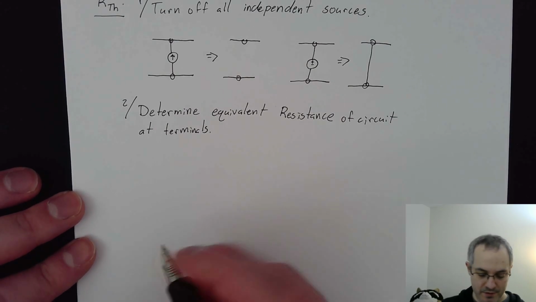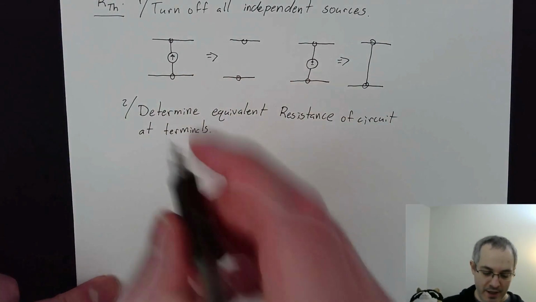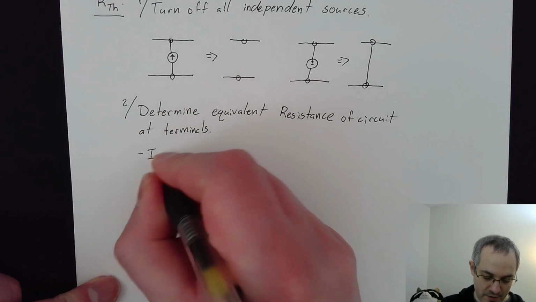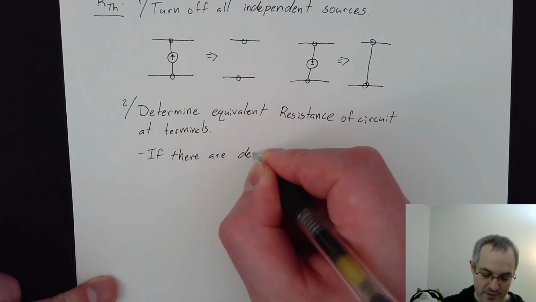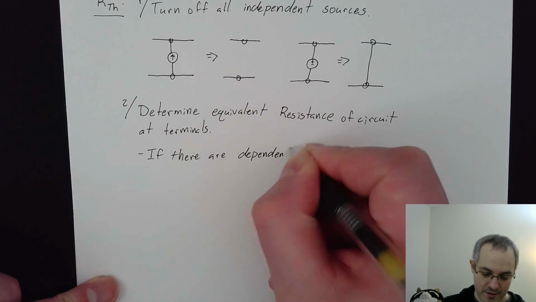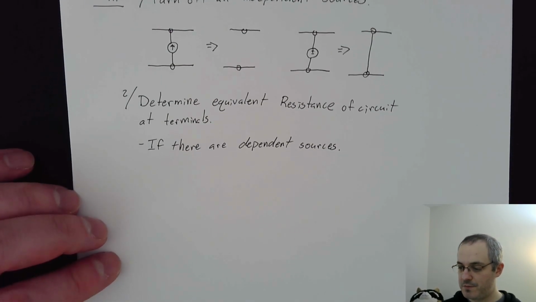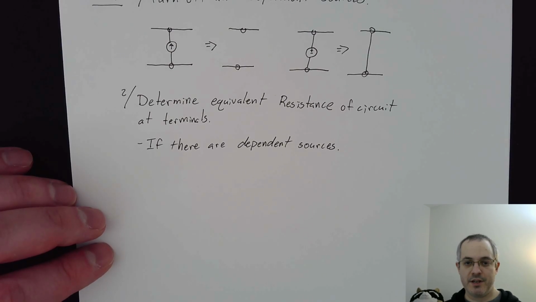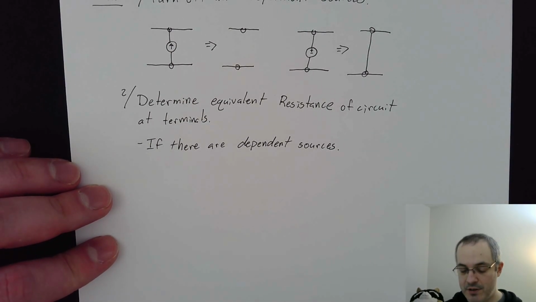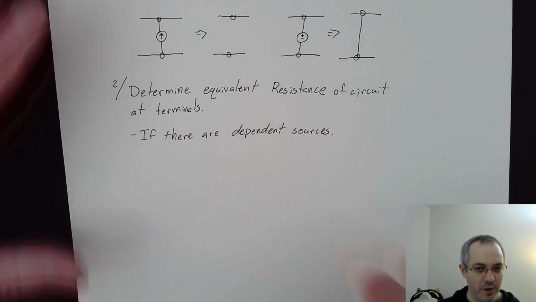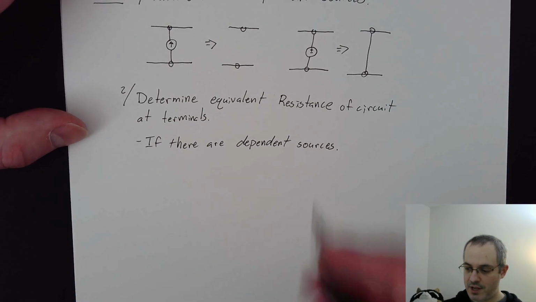Get your equivalent resistance. So you've already turned off all the independent sources, but if there are dependent sources, you've got a little bit more work to do. You're going to find that you need to put in either a current or voltage source and then calculate RTH. It gets a little bit weird to explain, so the best way is with an example. And like I said, we'll see lots of those later.